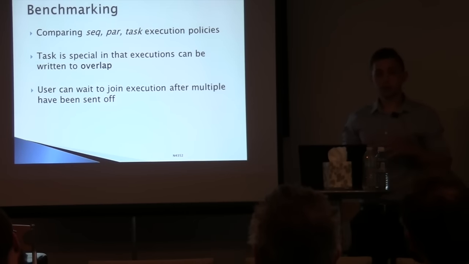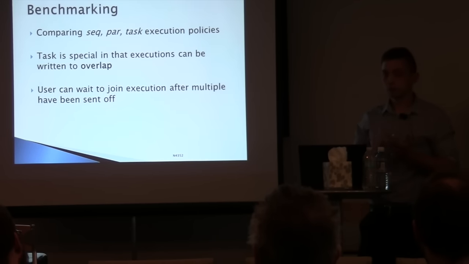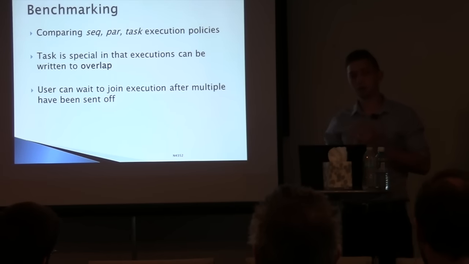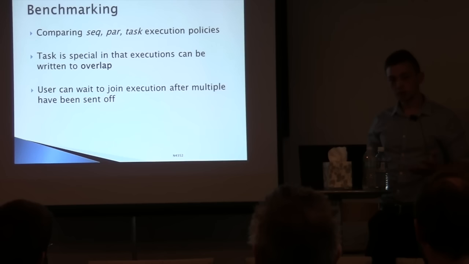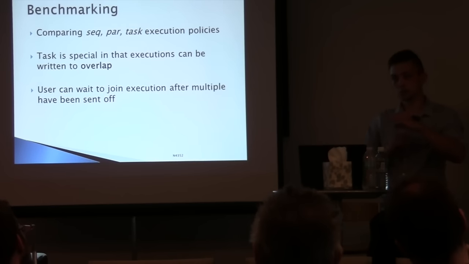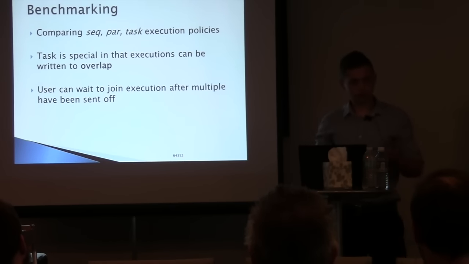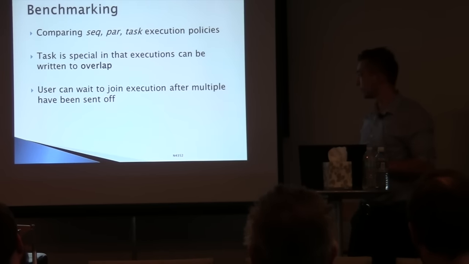So we wanted to measure the sequential, parallel, and the task execution policies. We wanted to see how task would perform, because now when you can choose when to join, you can start overlapping your executions when you have many parallel executions in place. So if you have a lot of work that needs to be done and you need to execute maybe 3 or 4 times, you can actually send 2 off and then wait for the first one afterwards, which will allow you to not have to wait for the first one to finish before you can send the second one off.